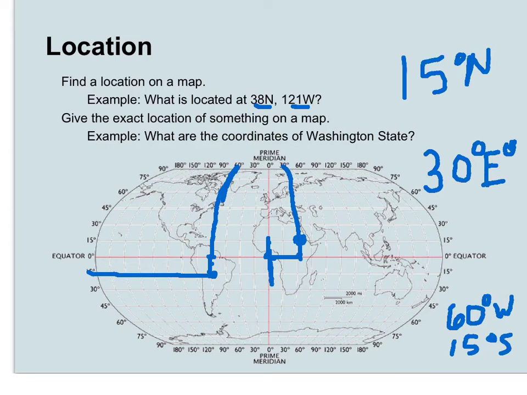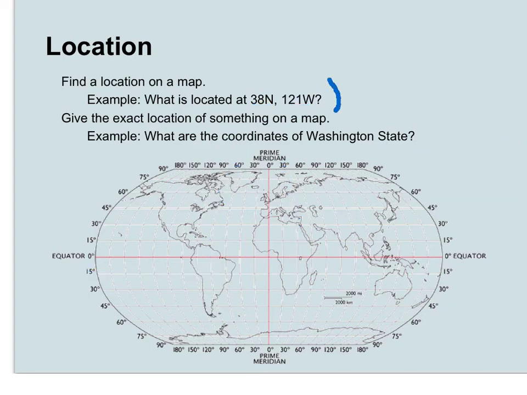So now what I'd like you to do is see if you can solve these up here. You're going to see what is located at 38 degrees north and 121 degrees west. So start by going to the north of the equator. Here's the equator right here, and you're going to go 38 degrees north. So here's 15, here's 30, here's 45. So where would 38 be? Well, it'd be probably about halfway in between the 30 and the 45.